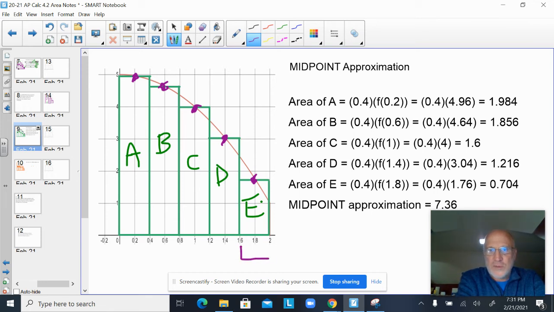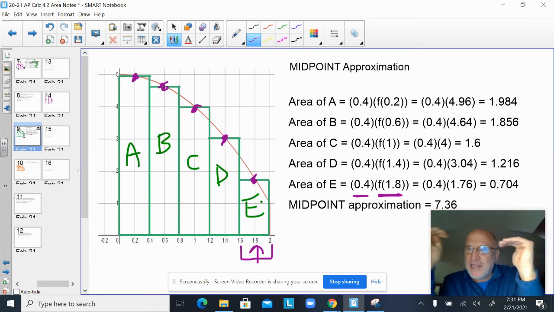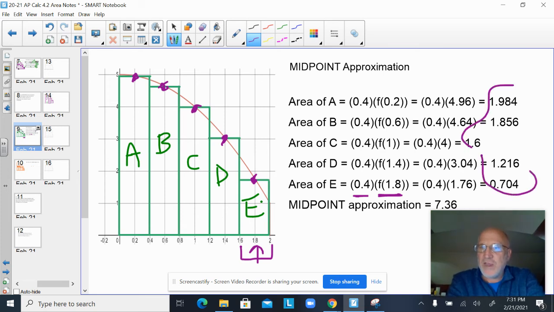The interval goes from 1.6 to 2. The midpoint is 1.8. So rectangle E is 0.4 wide. That's still the width of the rectangle times f of 1.8. It's the value of the function in the middle of the interval that determines the height of the rectangle. So again, I've got 5 areas of rectangles here, which sum together to be 7.36.